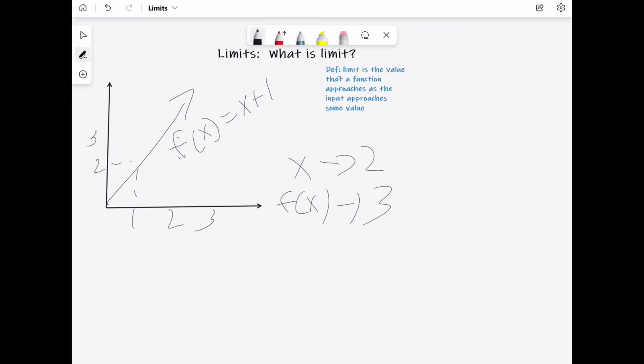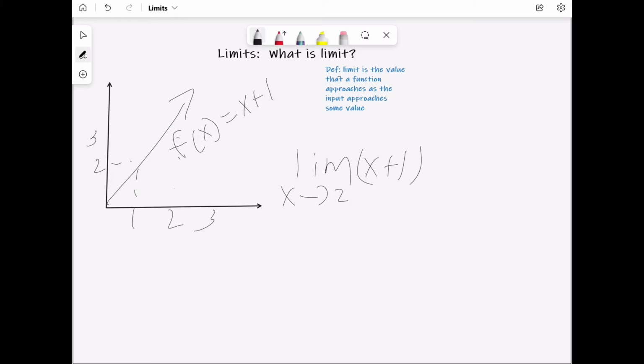Now, you could say x approaches 2 with an arrow, and then f of x approaches 3, but that's not the correct way to write a limit. The correct way to write a limit is that we say lim, and then underneath it, we write the input that's going to approach a value. In this instance, x is going to approach some value, let's say 2. Then we write the function here.